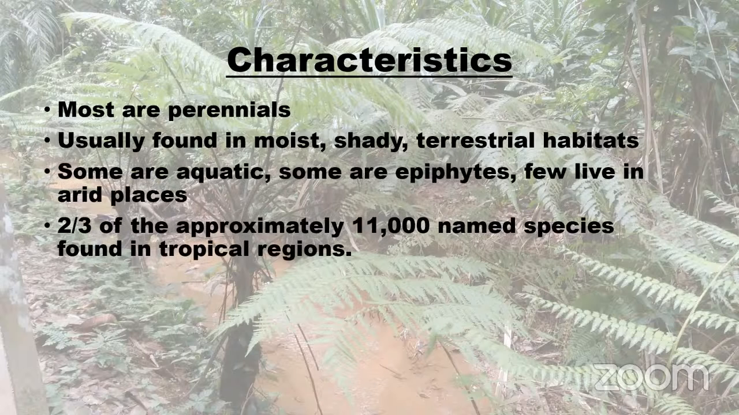For example, some ferns are aquatic. So some ferns live in water, even though we are thinking about ferns as one of our groups of land plants. Some ferns are epiphytes, and an epiphyte is like a plant that doesn't grow on the ground. It grows on another plant or some other type of material. So it's not drawing nutrition from the soil. It's drawing it basically either from the other plant or from kind of a hollow in another plant.